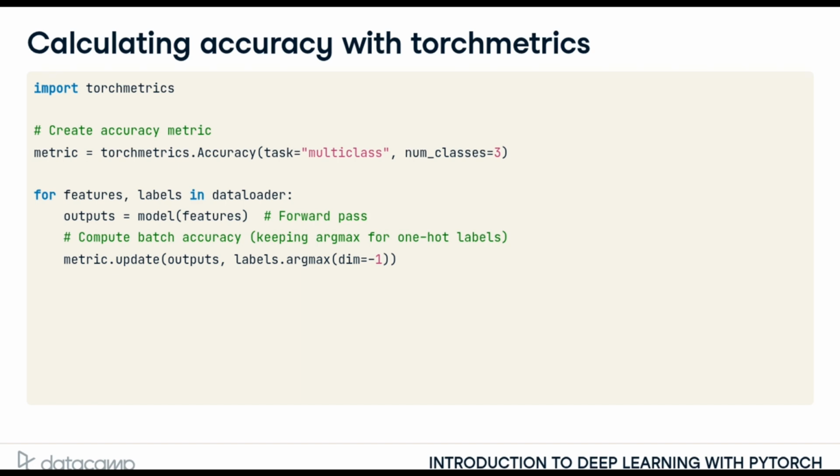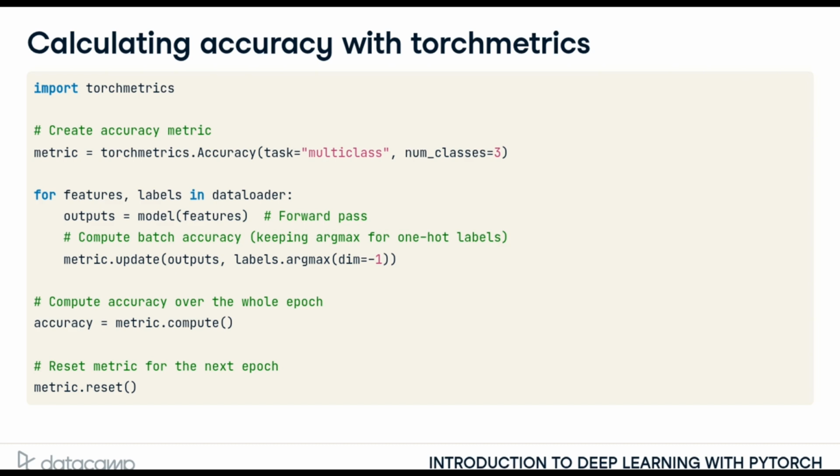Since the model outputs probabilities for multiple classes, we use argmax with dim=-1 to select the class with the highest probability. This converts one-hot encoded predictions into class indices before passing them to the metric. At the end of each epoch, we calculate the overall accuracy using .compute(). Finally, we reset the metric with .reset() to clear its state before the next epoch. This process is the same for both training and validation.